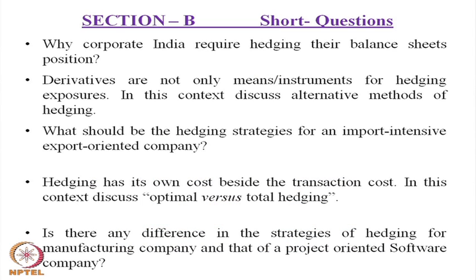Question number 5: is there any difference in the strategy of hedging for a manufacturing company and a project oriented software company? So you have to distinguish the manufacturing company and the project oriented software company first. The manufacturing company generally has exports and imports, with different currency areas of export and different currency areas of import.